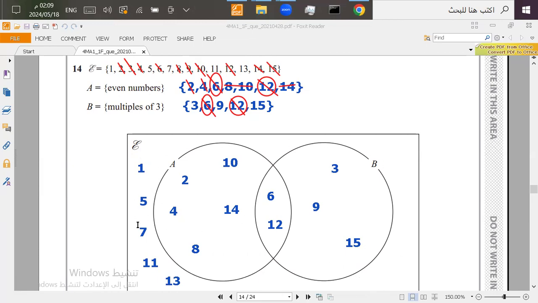So we have the numbers in set A, which are even numbers, and set B, multiples of 3. And the ones in common are multiples of 3 and even numbers at the same time. And the numbers which are neither even numbers nor multiples of 3 are outside here. And this is how you answer a question like this. Now let's move on to the next question.